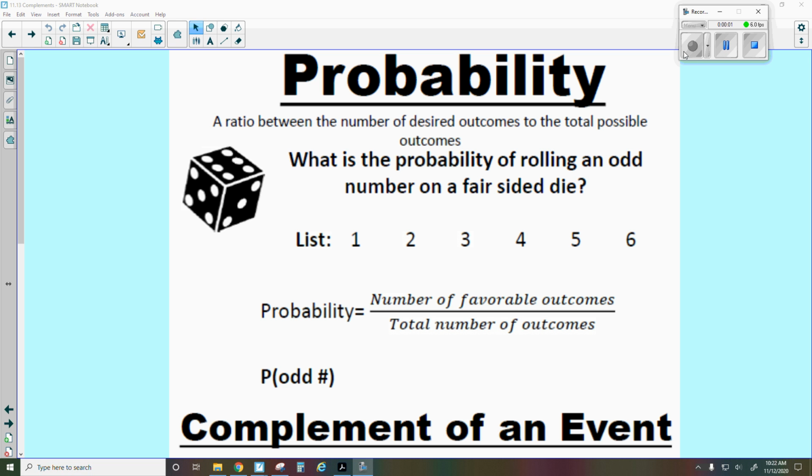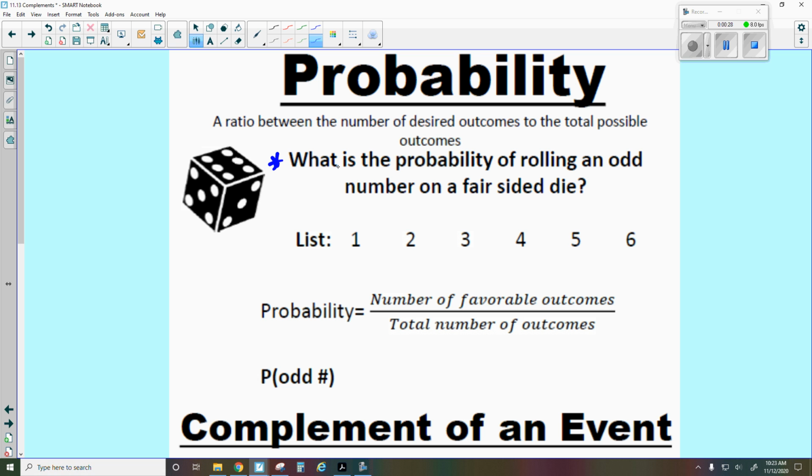All right, today we're going to continue probability. We're going to do simple probability and its complement. So remember, probability is a ratio between the number of desired outcomes to the total possible outcomes. And then here's our ratio written here to determine probability.